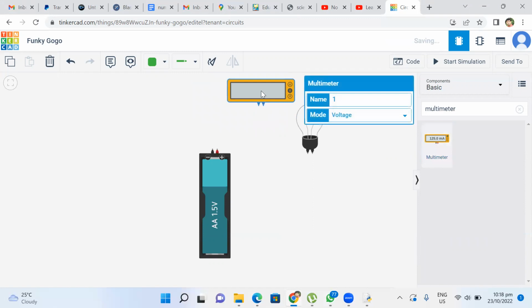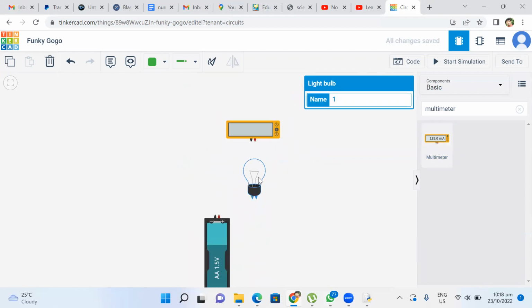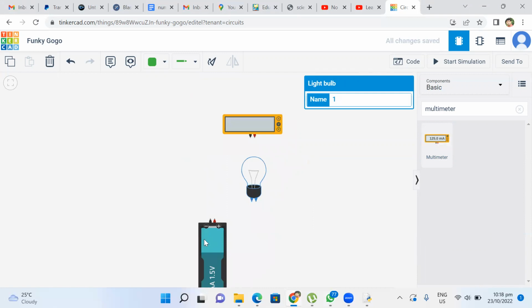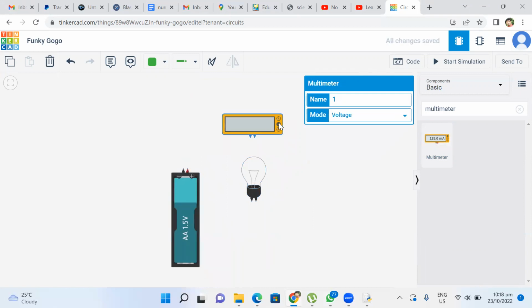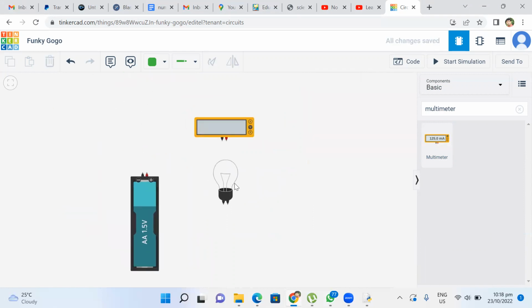Instead of a voltmeter, you can use a multimeter. A multimeter can be used to measure voltage, amperage, and resistance, all three. That is why it's called a multimeter. Let's change that to V mode to measure the voltage. If you want to measure the voltage, you have to connect this.